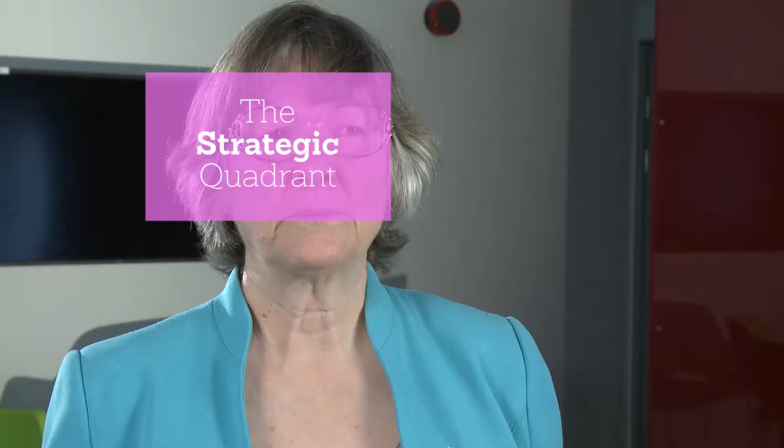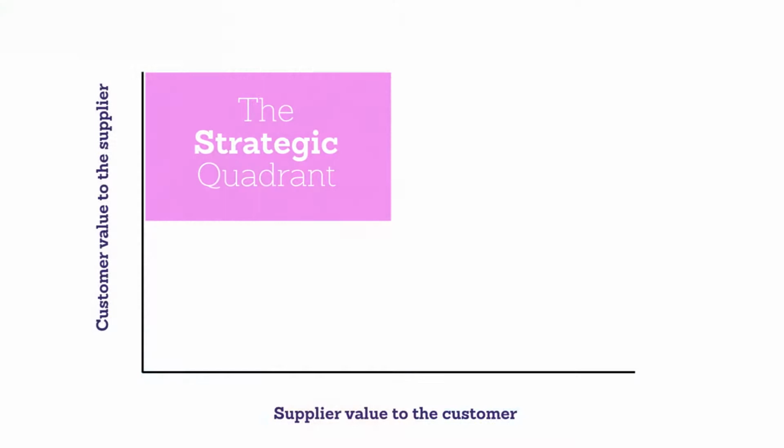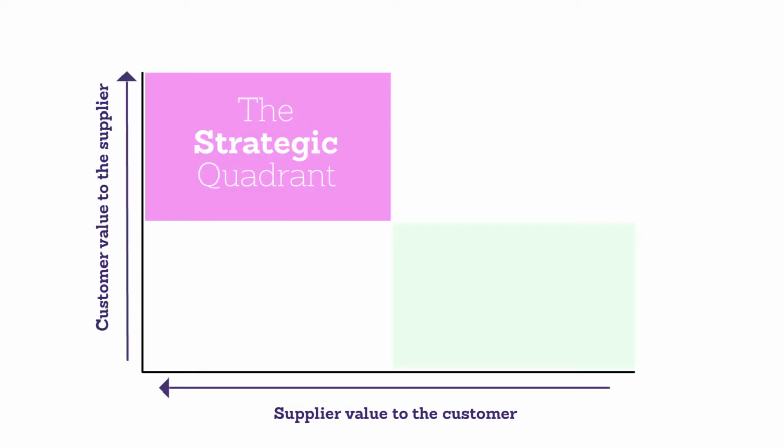Let's look first of all at the strategic box. This is where the sales manager is going to want to allocate plenty of resource. And the reason being, we have mutual opportunities for value here. The customer is very attractive to us as a supplier, and we're very attractive to the customer.